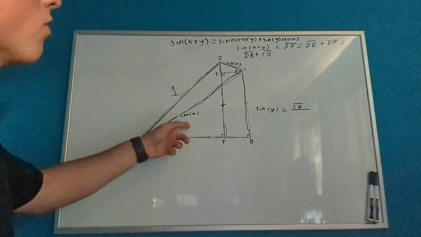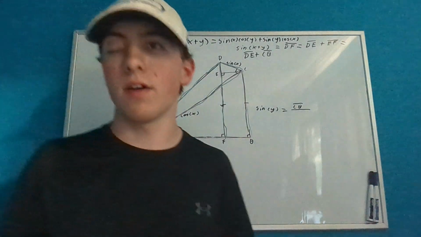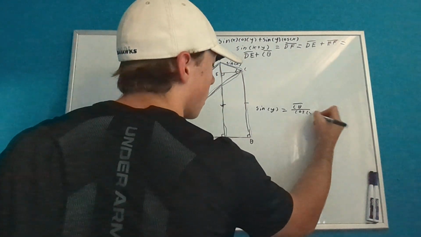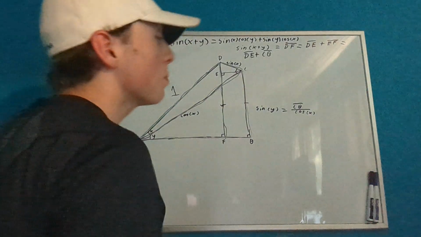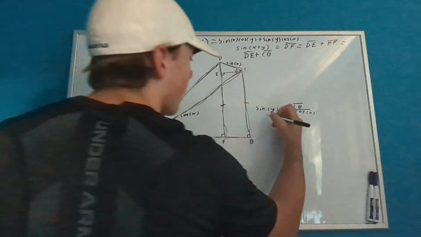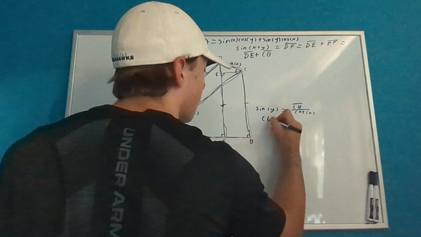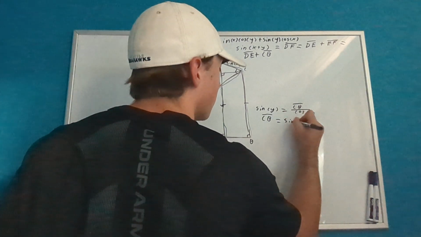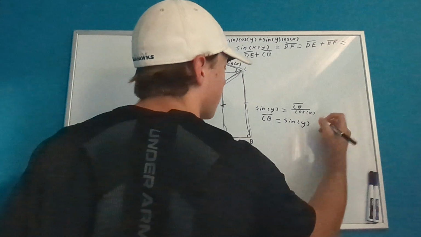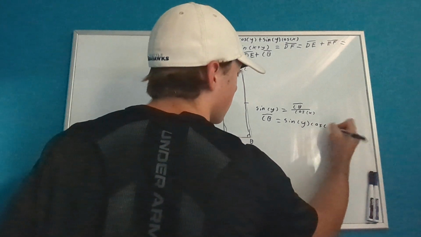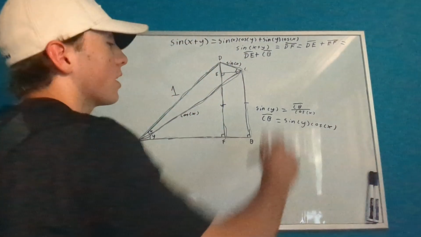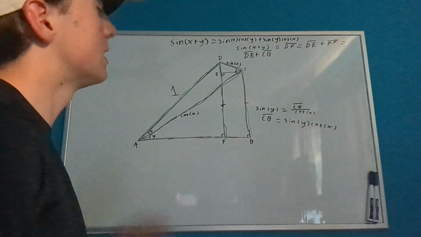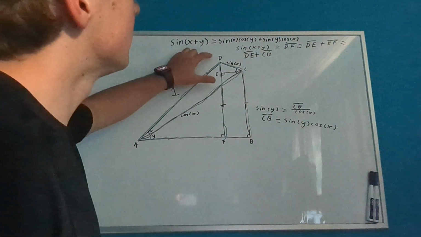In this case, we already solved that our hypotenuse is cosine of x. Then we can multiply both sides by cosine of x, and we get line segment CB equals sine of y times cosine of x. So we've already figured out the CB part of this. Now we just need to figure out what DE equals. So here we have DE up here.